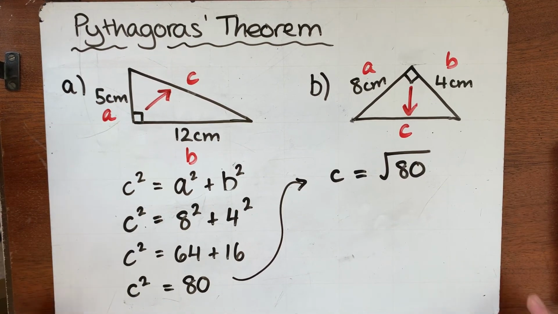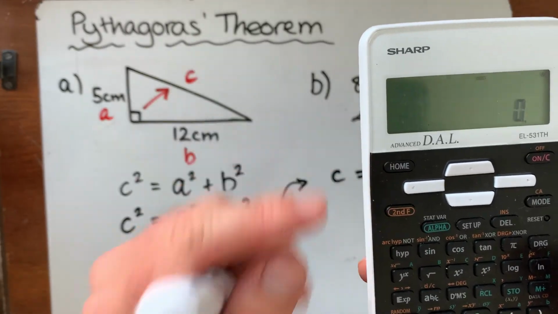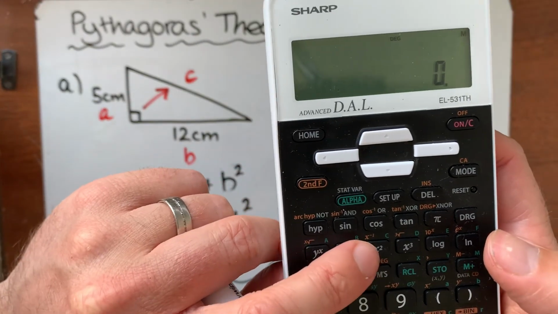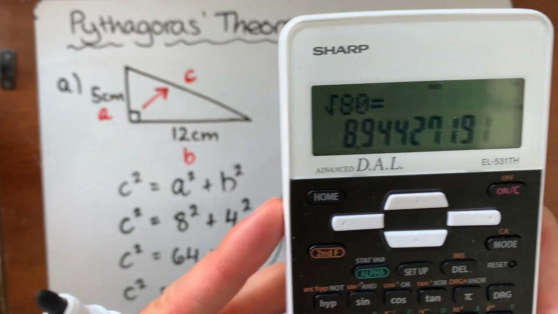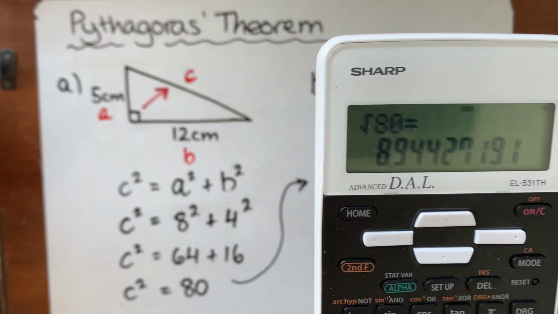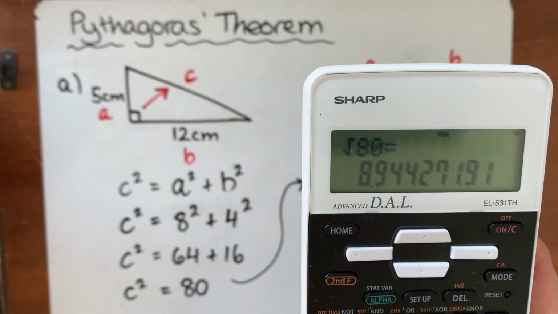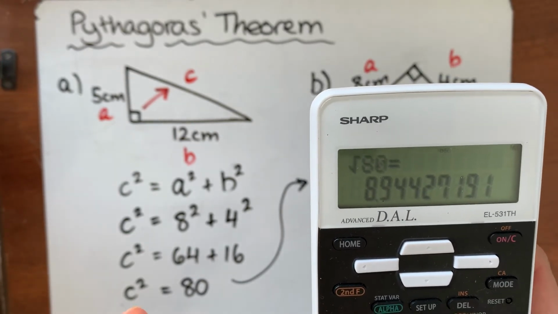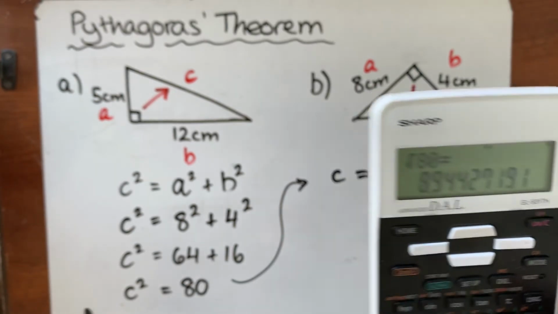Now I know that 9 squared is 81, so I know this answer is really, really close to 9, but it's not exact. So I'm going to get my calculator here and just show you how to put this into your calculator. So we've got our square root button just here, so we're going to just push square root. I'm going to type in 80, we're going to push equals, and we get this big, long, irrational number. This number goes on forever, it never recurs. And it is 8.9442791, okay? I'm going to write down the first 3 decimal places, and then I'm going to round all my answers to 1 decimal place, okay?